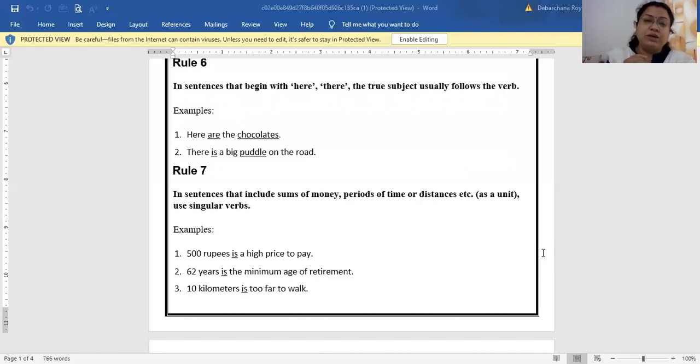Similarly, 62 years is the minimum age of retirement. Next, we come to 10 kilometers is too far to walk. So it's a distance we are talking about. So this was the rule.